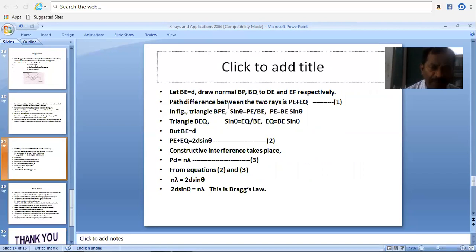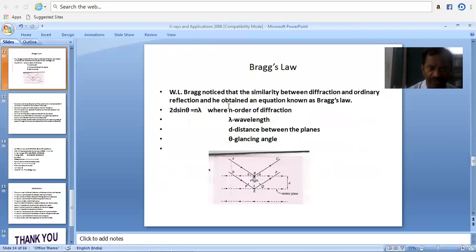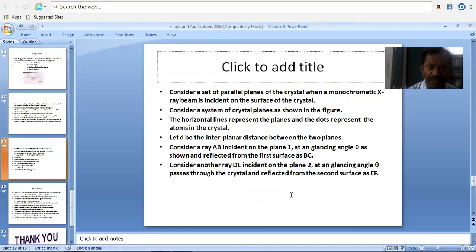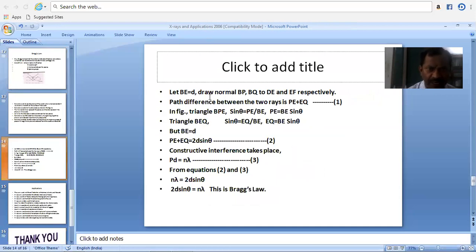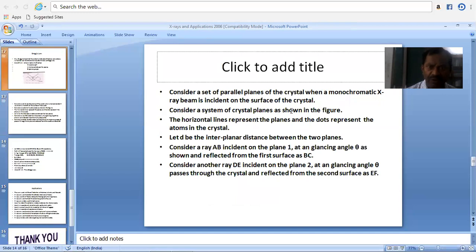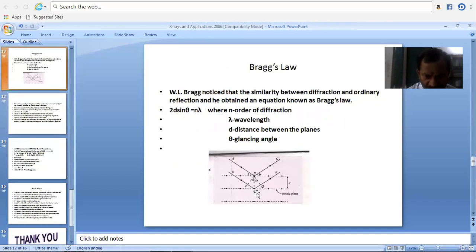Now let BE equal d. I have shown here the BE, which we have drawn perpendicular here. BE is equal to d in the figure, the distance between the planes. Draw normals BP and BQ to DE and EF respectively, as I have shown in the figure. Now, the path difference between the two rays is PE plus EQ. Once again, I will show you in the diagram: path difference is PE plus EQ.